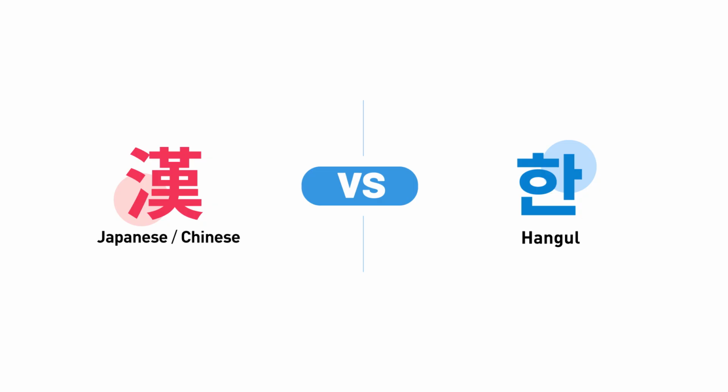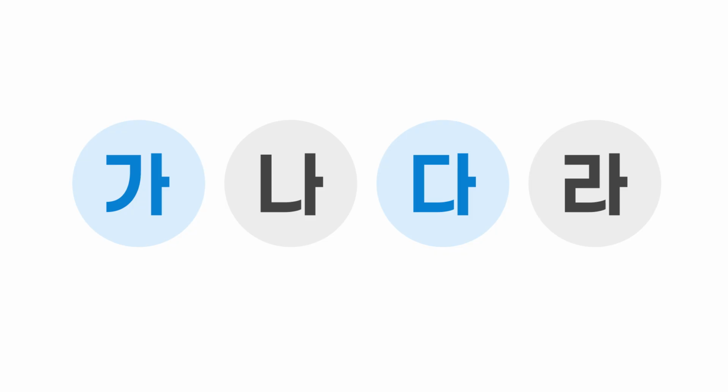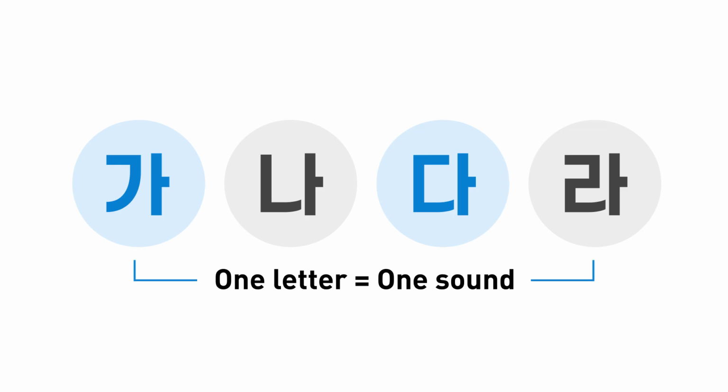Have you ever tried learning Japanese or Chinese? You may have felt overwhelmed by the need to memorize thousands of characters. Well, here's the good news. Hangul, the Korean writing system, is completely different. Most learners can read it in just a few hours. Why is that? Because Hangul is not a system of pictures or meanings, but a phonetic alphabet. It is a perfect sound system. Every letter represents one exact sound, and every sound has one exact letter.